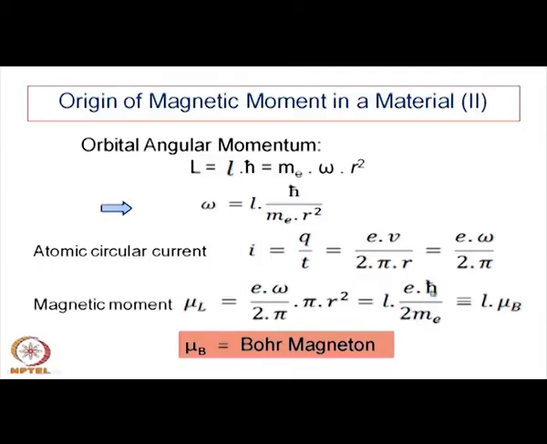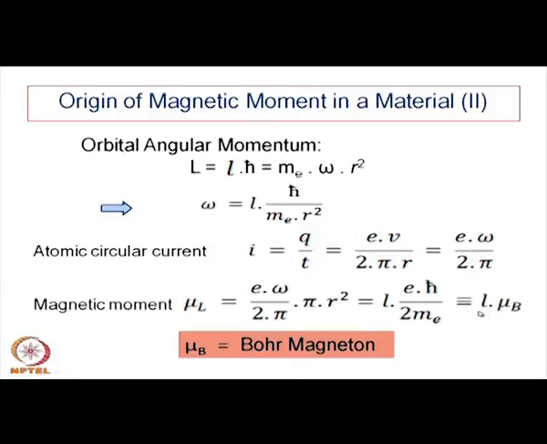and that term comes up in the magnetic moment calculation or magnetic property calculation most of the time, and that particular term E h bar over 2 m e is known as the Bohr magneton, which is a unit of magnetic moment. So, it is called mu b, equal to Bohr magneton. So, the orbital magnetic moment ultimately comes to L multiplied by mu b, the Bohr magneton.